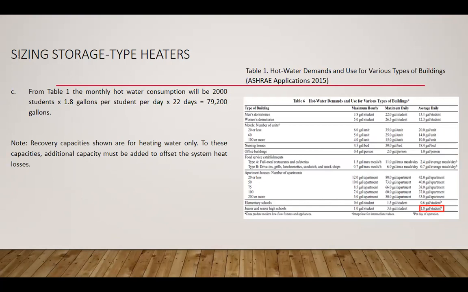See from table 1, the monthly hot water consumption will be 2,000 students times 1.8 gallons per student per day times 22 days is equal to 79,200 gallons. 22 days kasi work. Saturday, Sunday, wala naman. Okay. 1.8, ito. Junior and senior high school, 1.8 gallons per student.